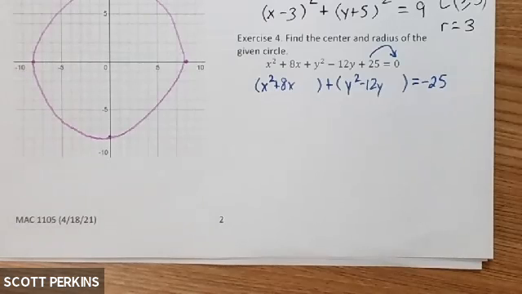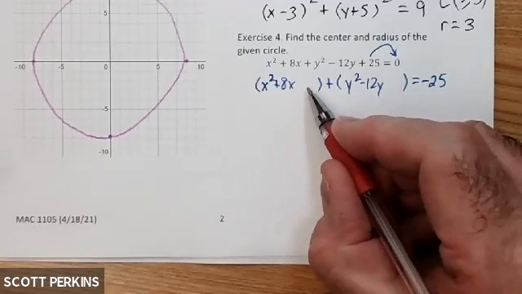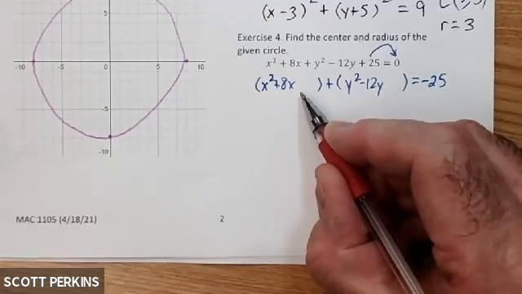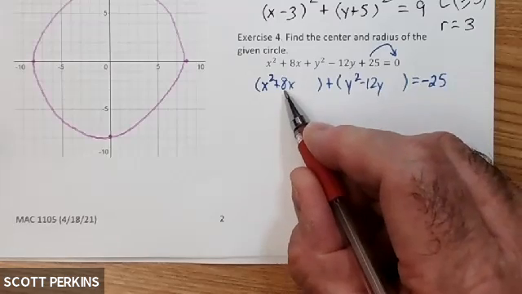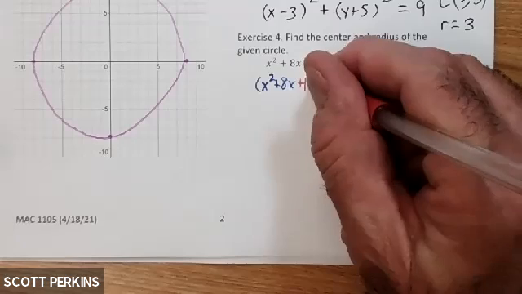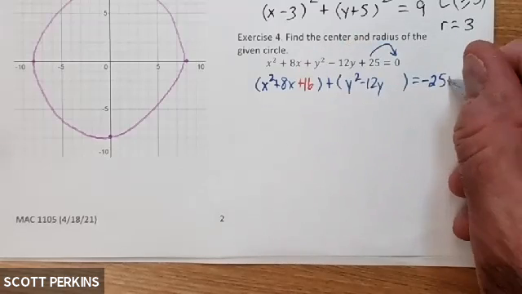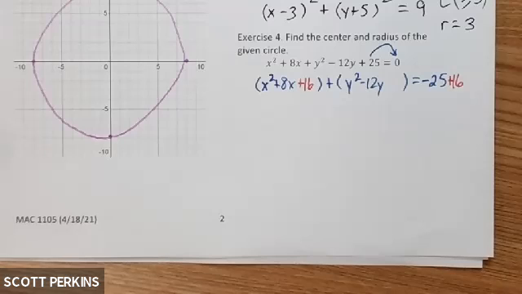Anybody caught off guard? We good so far? Okay, then what am I going to add when I complete the square? What am I going to add on the x's here? Half of 8 is 4. 4 squared is 16. So I add 16 on the left. I add 16 on the right.